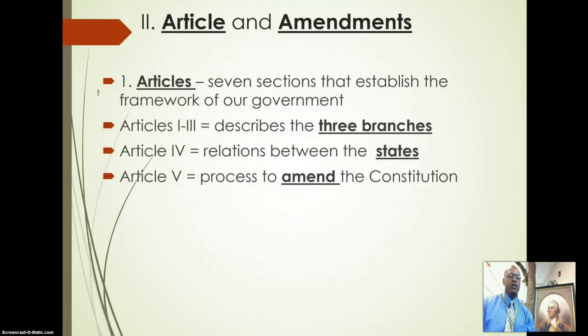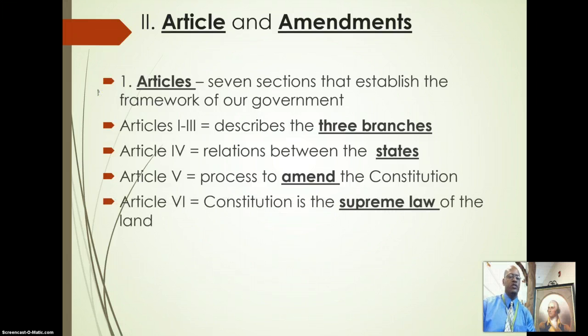Article 5 really outlines the amendment process. If you remember, the first 10 amendments we're going to look at later. The Bill of Rights was added in order to get the Constitution ratified. We had to add to or amend the original Constitution. So Article 5 outlines that.